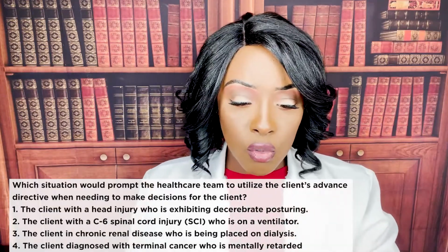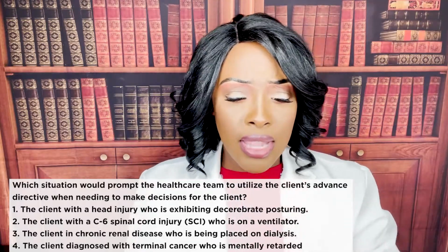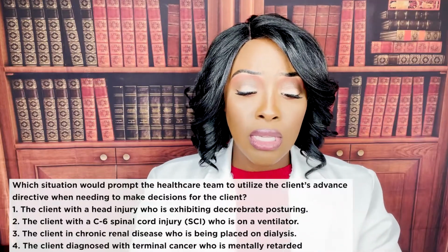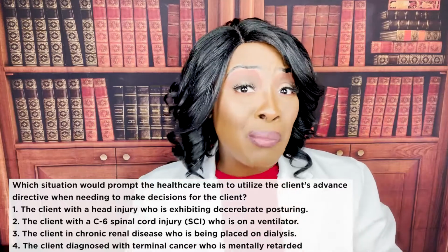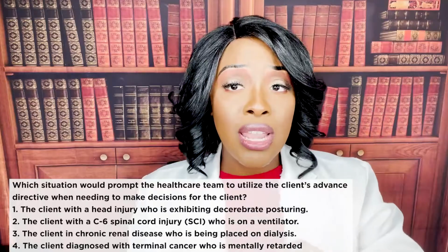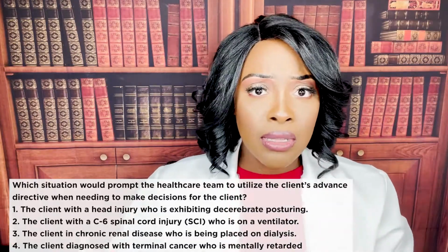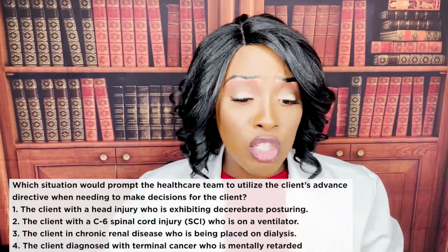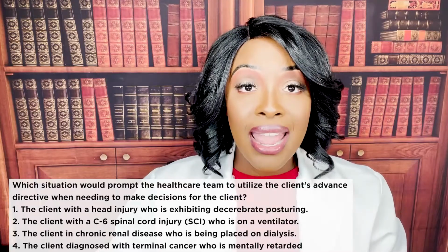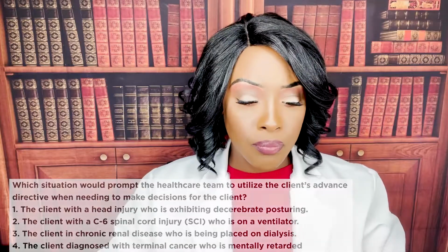Okay, let's look at our other choices. The client with renal disease on dialysis, they can still make decisions. They can still communicate. And the client diagnosed with terminal cancer who's mentally disabled. Just because they're mentally disabled does not mean that they cannot make decisions for themselves. Unless it is written that they have a legal guardian that can make decisions for them, they can still make their own decisions. So out of this list, it's going to be obviously that patient that has that severe brain damage. They're not going to wake up. They're not going to be able to tell you what they want.